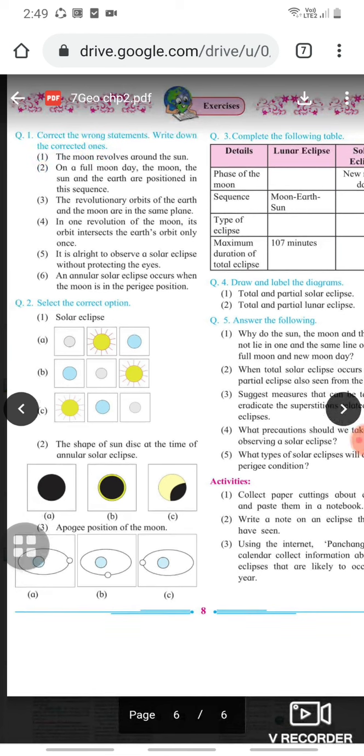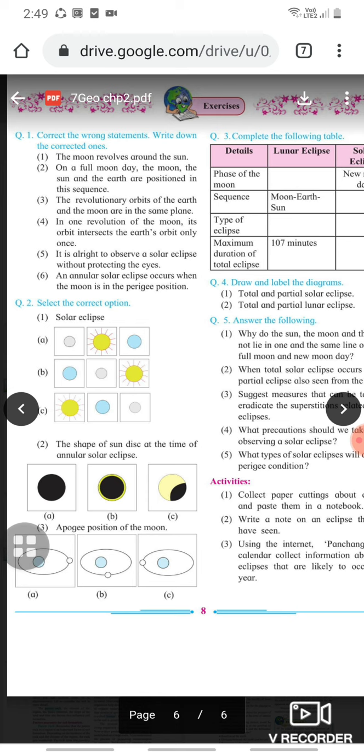Okay. Second question is about selecting the correct option. It's about solar eclipse. So, here are the three options. I think in these you are given with the position, like the white one is the moon, the greenish or the yellowish is the sun, and the third one which is blue in shade is earth. Okay, so you have to find out which one is correct in the position manner of the sun, moon, and the earth.